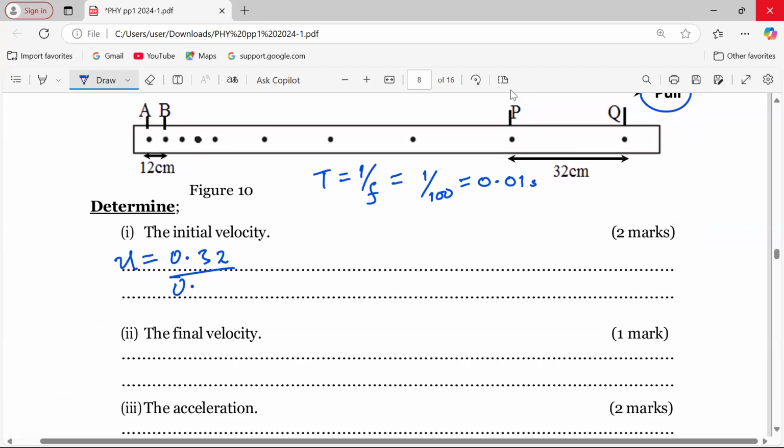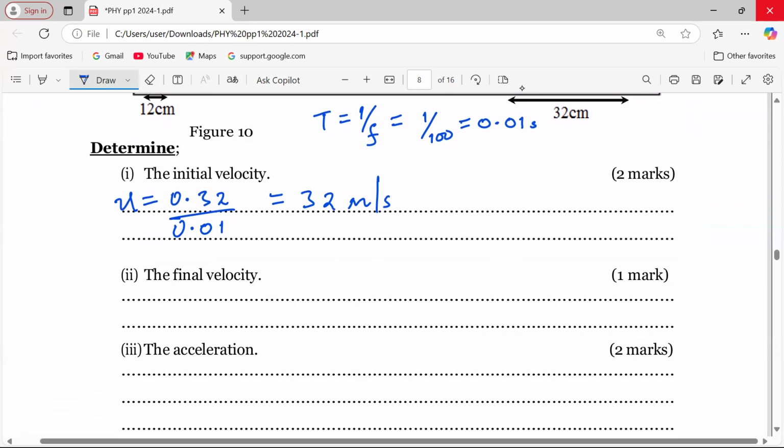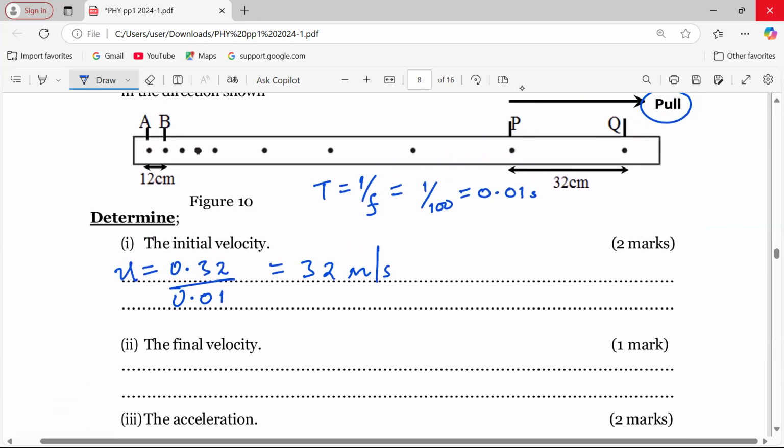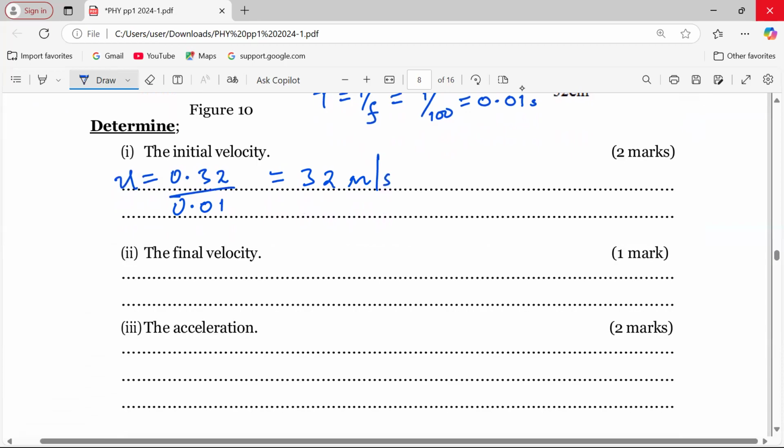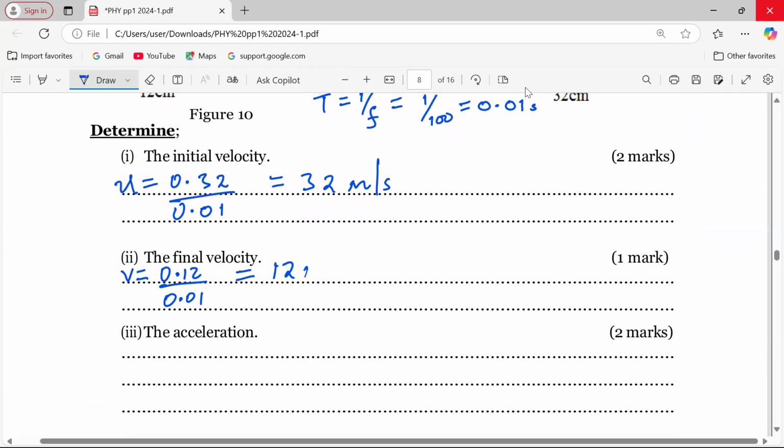So 0.01. Now this is the division that is going to give us the initial velocity. And this one is 32 meters per second. The final velocity. As the tape continues, we can see the last dots made are between A and B, which means the final velocity is going to be 0.12 instead of 12, divided by 0.01, again, because the time taken is just the same. This will be 12 meters per second.